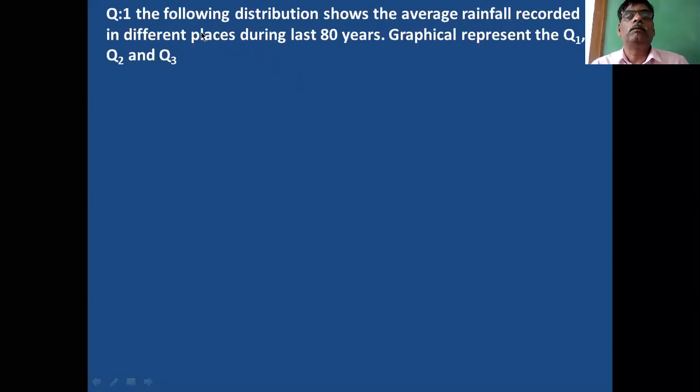Okay, this is the example. The following distribution shows the average rainfall recorded in different places during the last 80 years. Then graphically represent Q1, Q2, Q3. Q1 means first quartile, Q2 means second quartile, Q3 means third quartile. I will explain what Q1, Q2, Q3 are in the next chapter, but graphically how to calculate them, we study here.